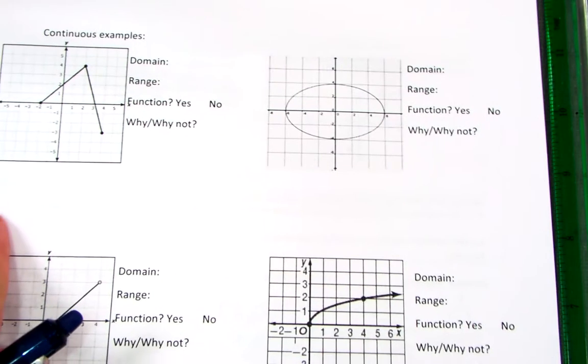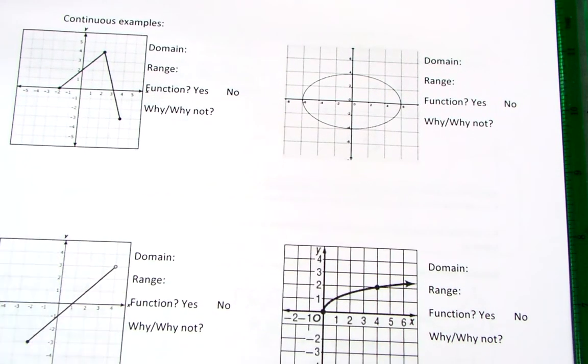Now, discrete graphs are the easiest ones to write the domain and range for, but sometimes they can be the hardest ones to tell whether or not it's a function. But continuous graphs are a little bit more challenging to tell what the domain and range is because we have to deal with an inequality.